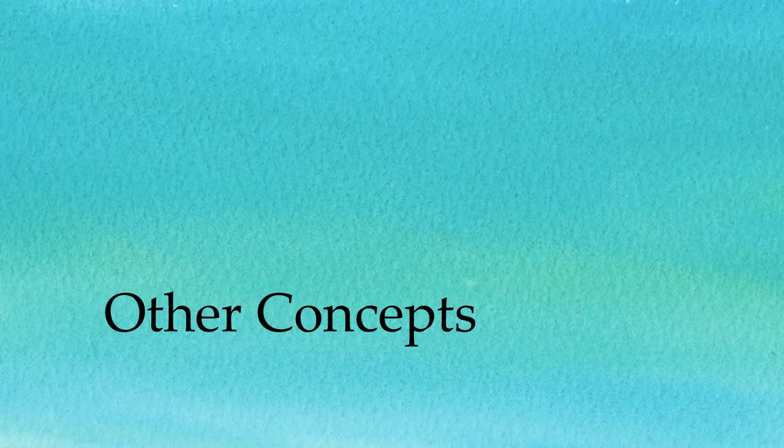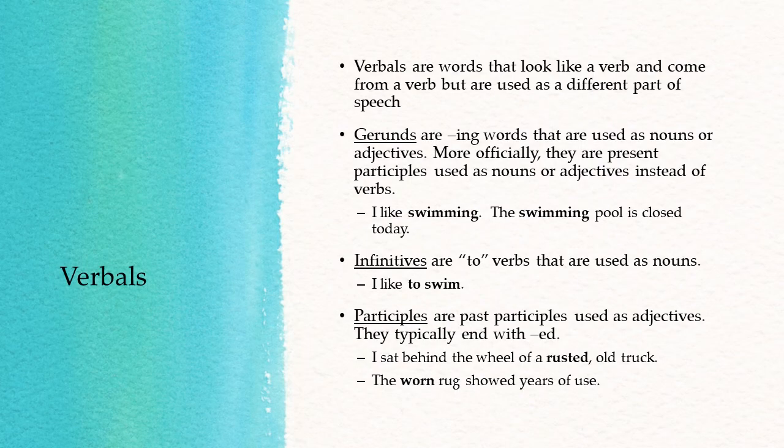All right, another concept we're going to look at is verbals. Now, verbals are words that look like a verb and come from a verb, but are used as a different part of speech. So the first kind are gerunds. Gerunds are ing words that are used as nouns or adjectives. More officially, they are present participles used as nouns or adjectives instead of as verbs. So I like swimming. Swimming is normally a verb, but here we're using it as a noun. It is what you like to do.